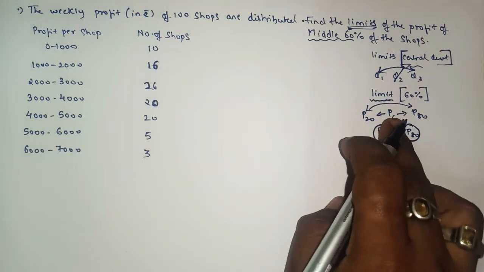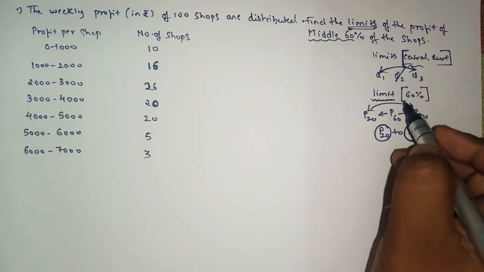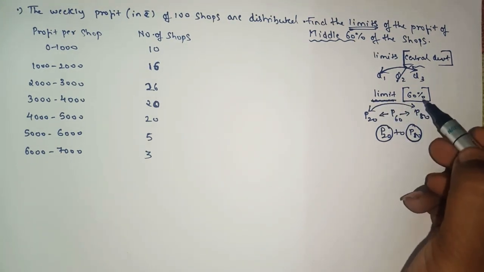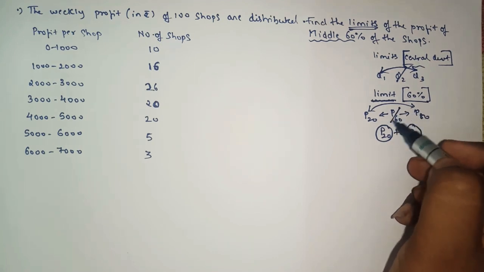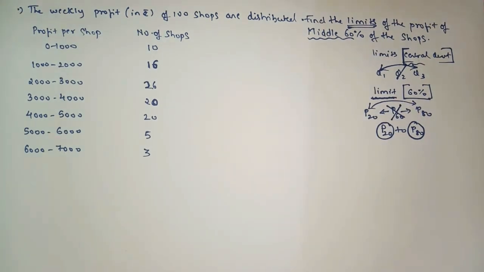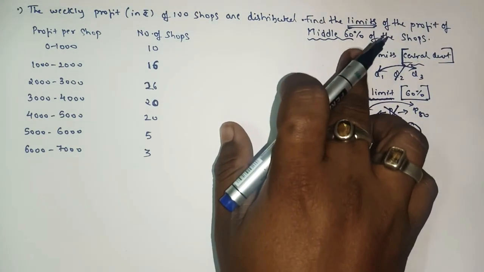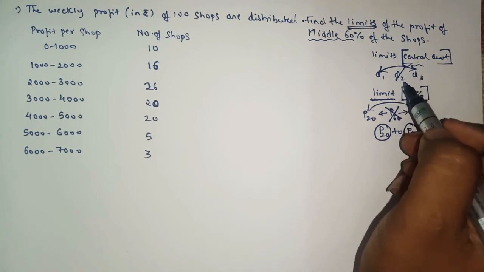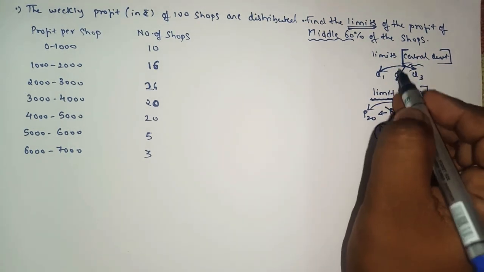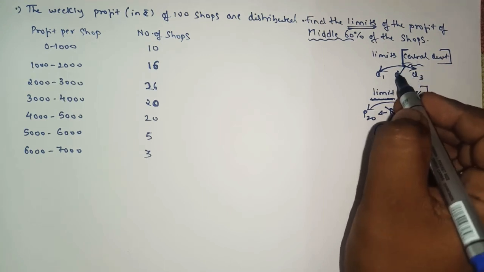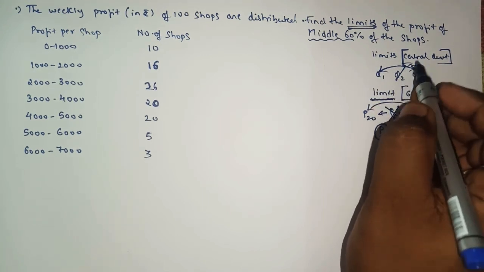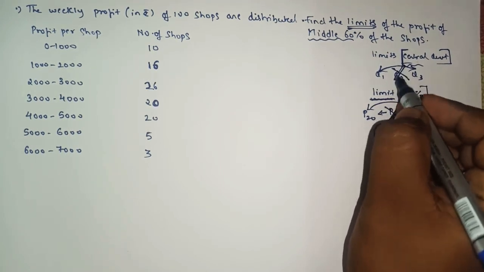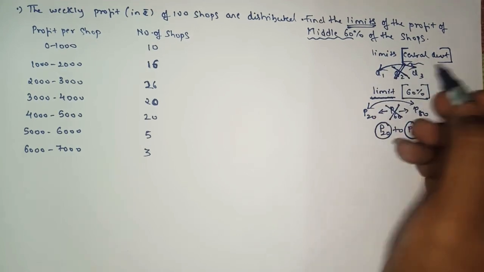No need to find P60. If they use the word 60%, that means P60. If it comes with limit 60%, that means we need not find this value. We have to find the remaining two values, as we used to do in the quartiles also. In quartiles also, if they say central, that means we have to find Q2. If they use the word limit central, as Q2 lies between these two, there also we used to find Q1 and Q3. So in short, whenever they use the word limit, we have to skip that section and find the remaining two values.